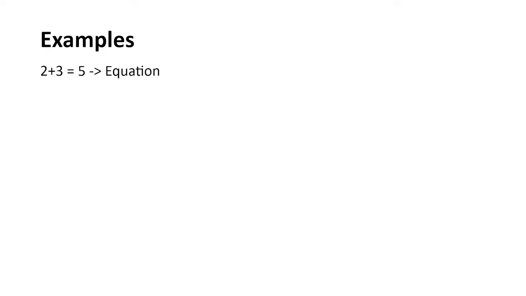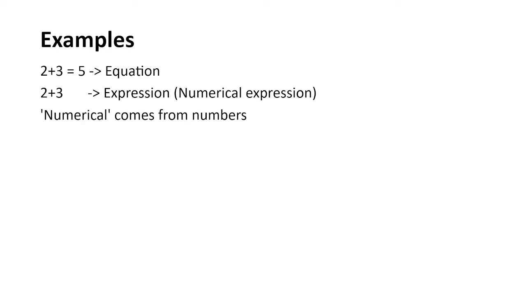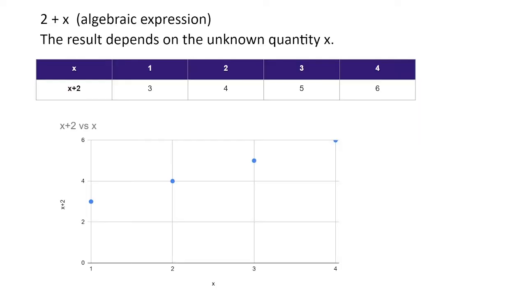So looking at further examples, 2 plus 3 equal to 5 is an equation. We call this an equation in maths. And then 2 plus 3 alone is called an expression. Here we call it a numerical expression because we have only numbers here. So numerical comes from numbers.